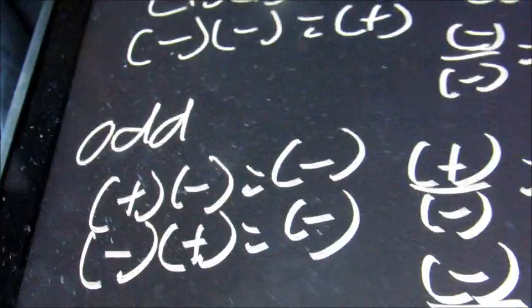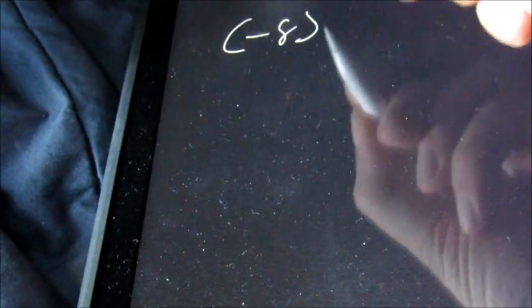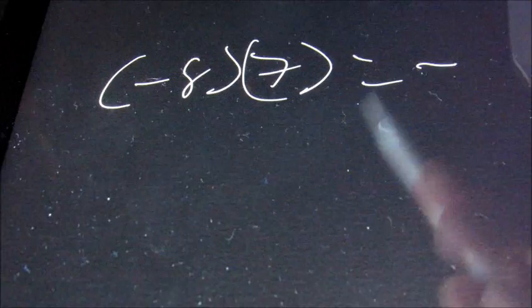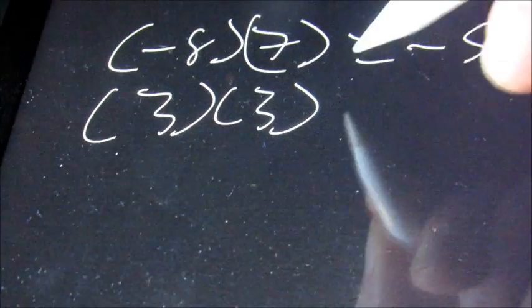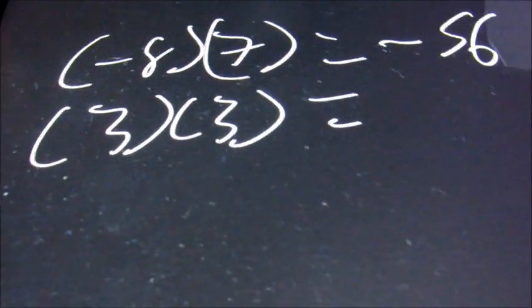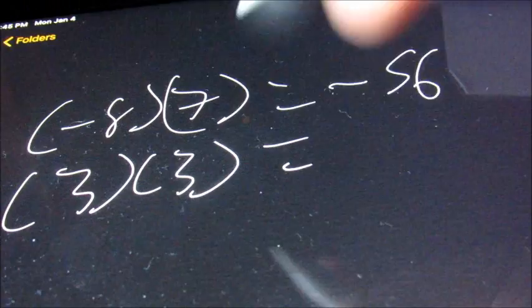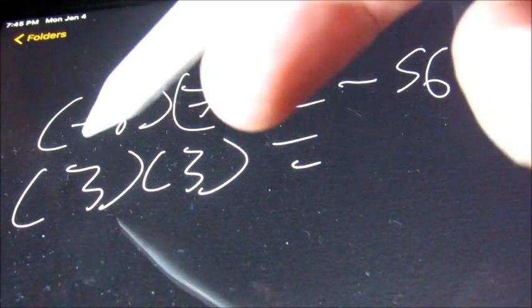So I'll do a few examples here. Say we have negative 8 times 7. Alright, so we have one negative sign here, so our answer is going to be negative, and we're going to multiply 8 times 7 and get 56. If we have 3 times 3, we have 0 negatives, so it's just going to be positive times positive equals positive. 3 times 3 is 9.